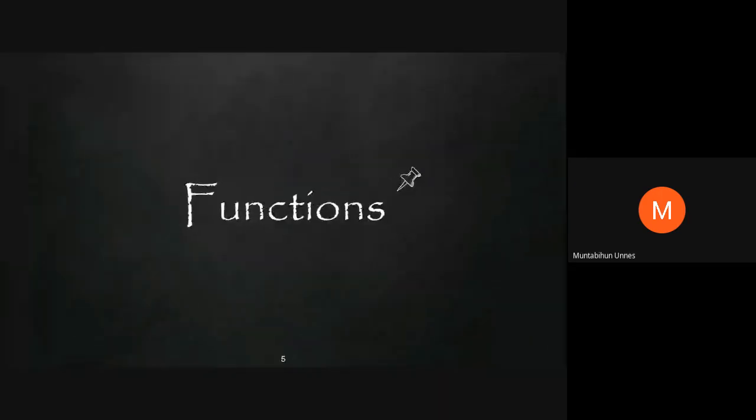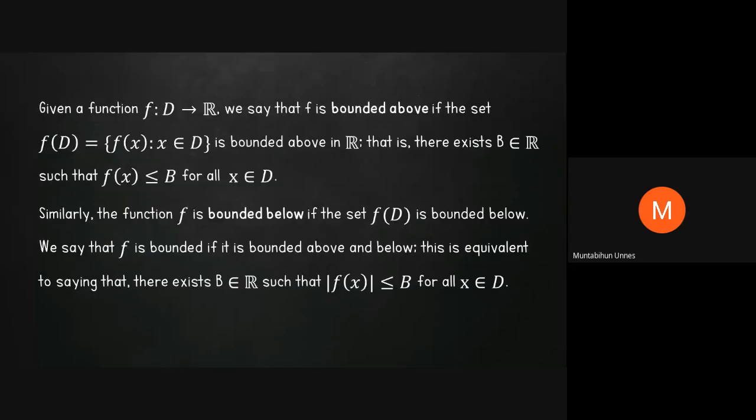The next application of supremum and infimum is in functions. Suppose given a function f that maps the set D into the set of all real numbers. We say that f is bounded above if the set f(D), equal to the set of all f(x) where x is an element of D, is bounded above in R. That is, there exists b element R such that f(x) is less than or equal to b for all x element D.